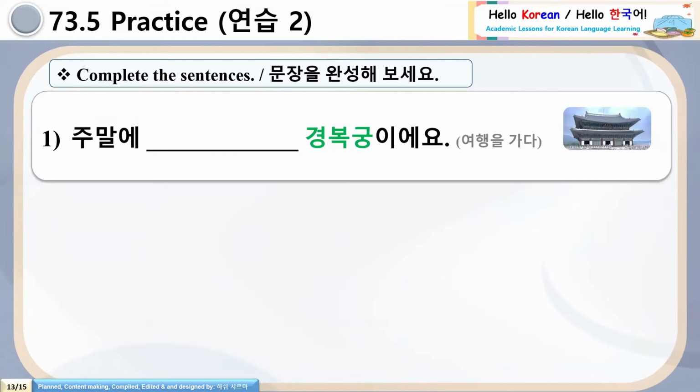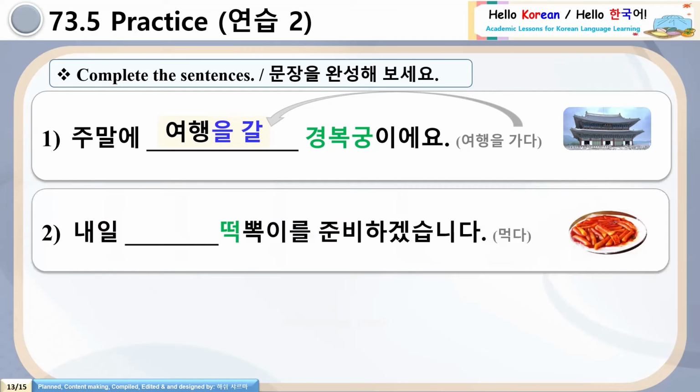One more practice is here. You have to complete this sentence by using the word which is given in the bracket. In number 1, if you see on the right side, that is yohengal khada. Can you complete this sentence? Chumare yohengal khal kyongbok pungiye. And Gyeongbok Kung, a very famous old palace, is a tourist place in Seoul. Whenever you have a chance to go to Korea, you must visit this.